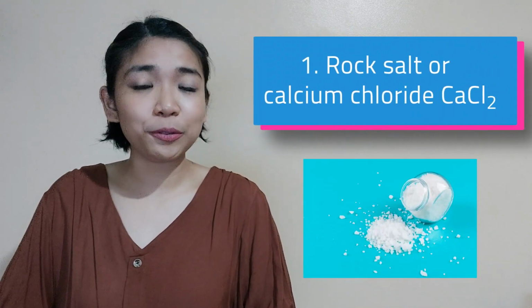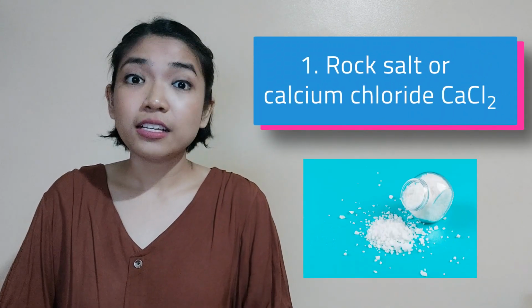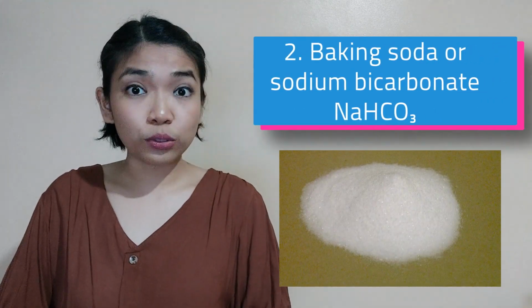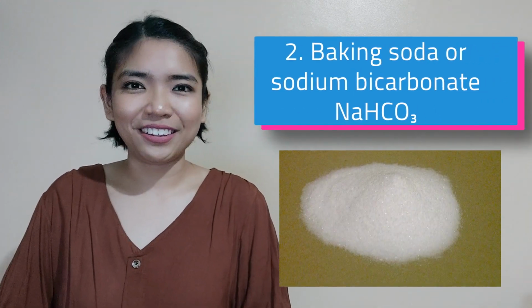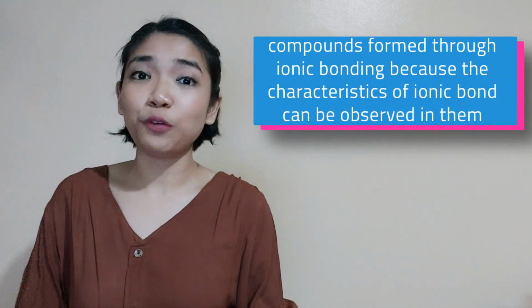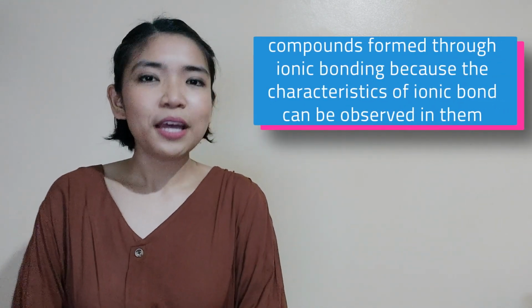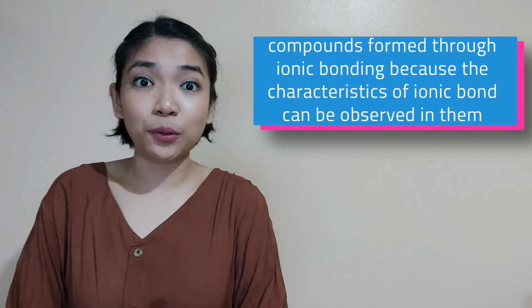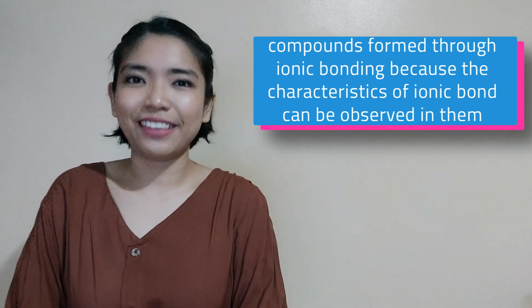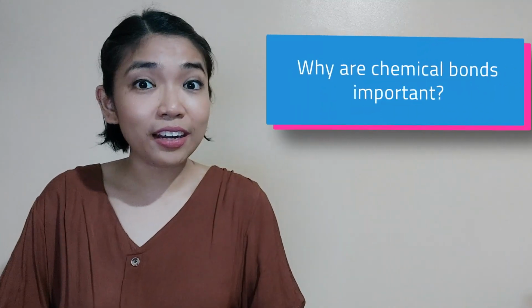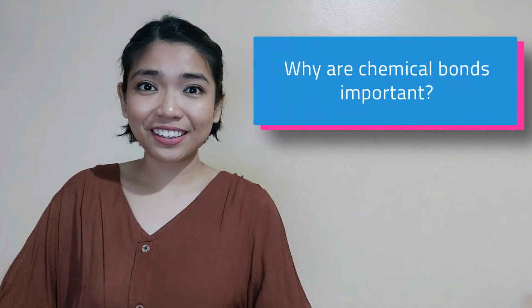Can you tell me if these examples are compounds formed through ionic bonding? First, rock salt or calcium chloride. Second, baking soda or sodium bicarbonate. Great! Both of them are compounds formed through ionic bonding because the characteristics of ionic bond can be observed in them. Why are chemical bonds important?